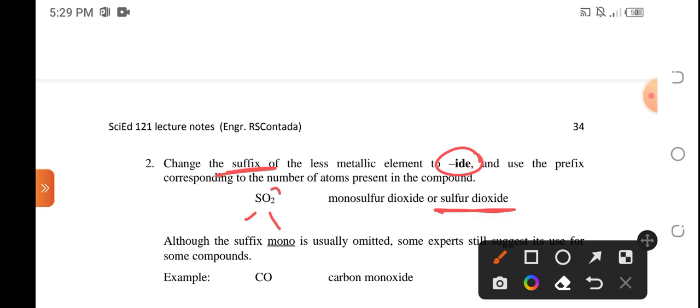But we should not neglect the subscript. Kailangan natin i-denote yan. Kaya it could be monosulfur dioxide. Okay, monosulfur kasi kung titignan natin, sulfur has only one, wala siyang subscript. So ibig sabihin 1. Okay? And then the oxygen has 2. So that is di. So monosulfur dioxide. Pero paminsan, yung mono dun sa start ng pangalan ng binary covalent natatanggal. Kaya ang usual na ginagamit ay sulfur dioxide na lang.